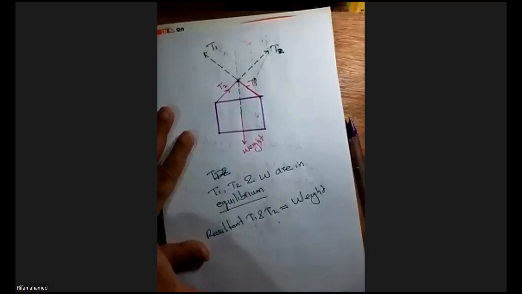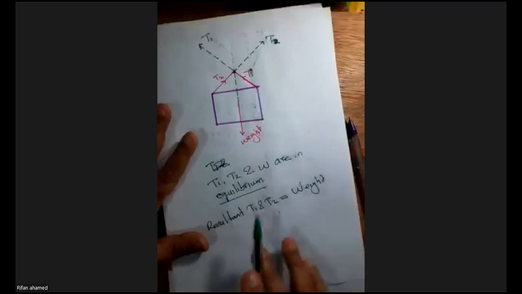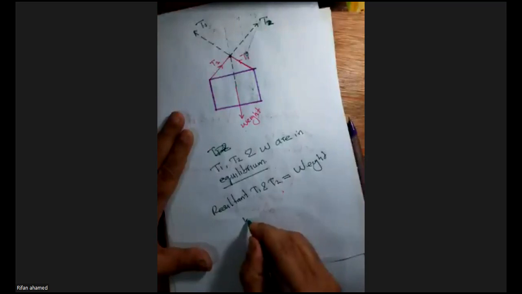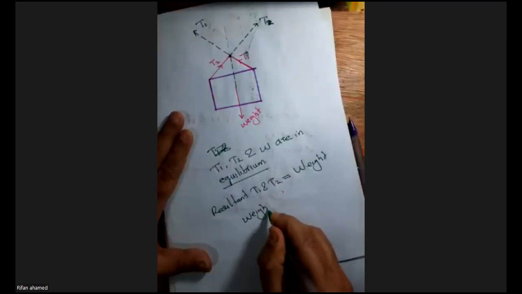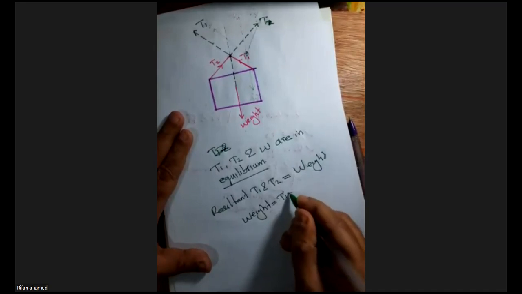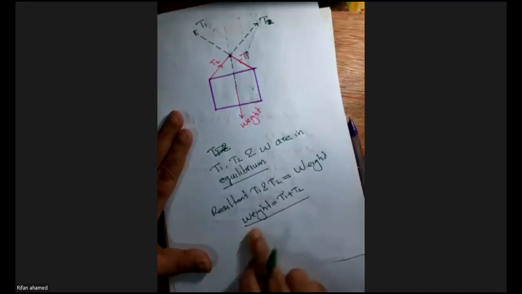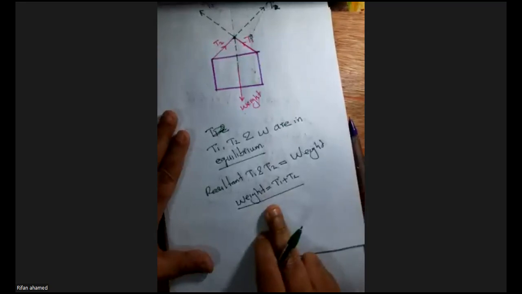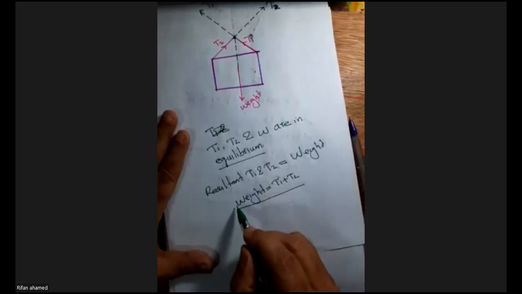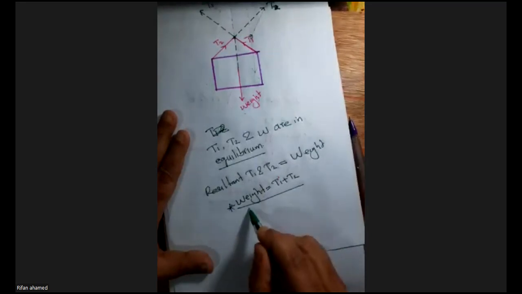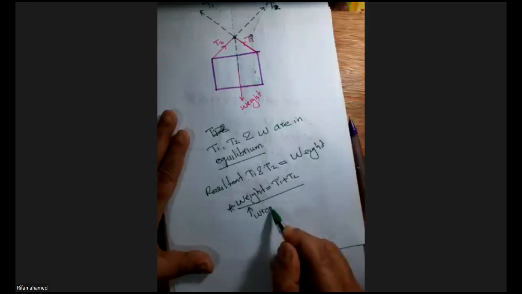Can you remember I told a longer equation? F1 square plus F2 square plus 2 F1 F2 cos theta. One person asked me last class, sir, what is that equation? Then I told you. That means in the past paper, if they say weight is equal to T1 plus T2, will you take this statement as correct? No, sir. It is a wrong statement.